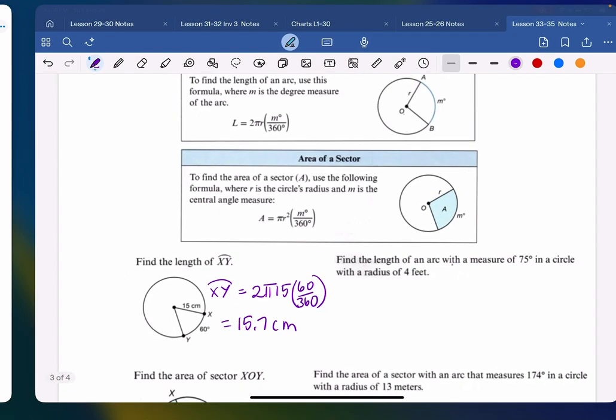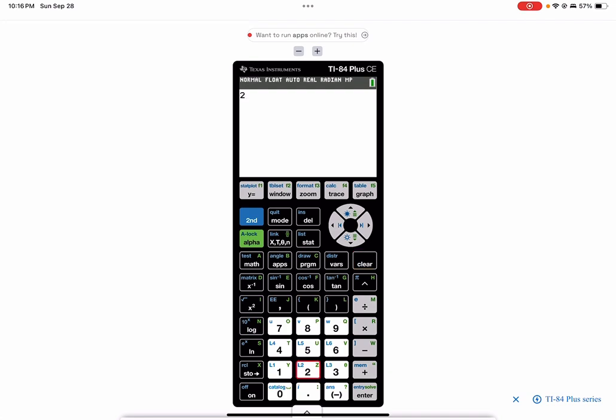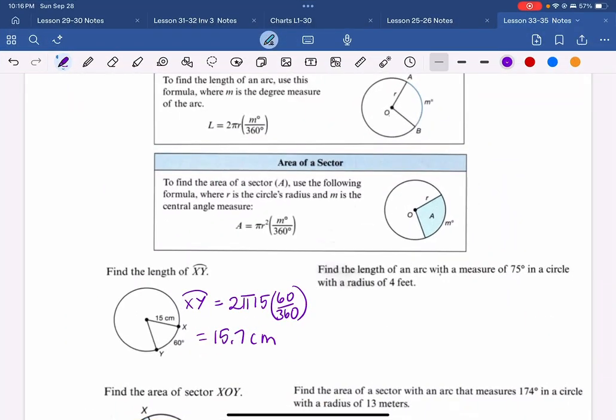So let me see if I can show you. So 2 second pi 15 open parentheses 60 divided by 360 close, enter. So 15.7 right there. Okay, now over here they want us again to find the length of the arc.